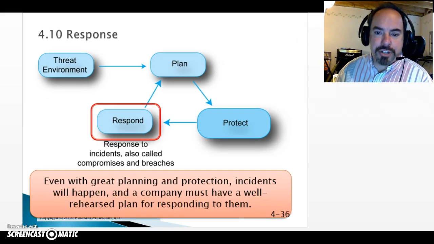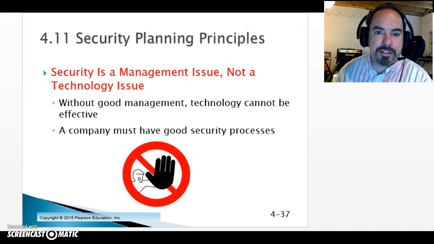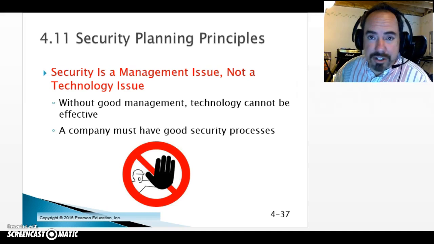We said this about protecting, and we talked about this in the last chapter: responding to incidents. It happens. You can't assume that you're not going to have an incident. If you don't remember any of the other security planning principles in this chapter, please remember that security is a management issue, not a technology issue.